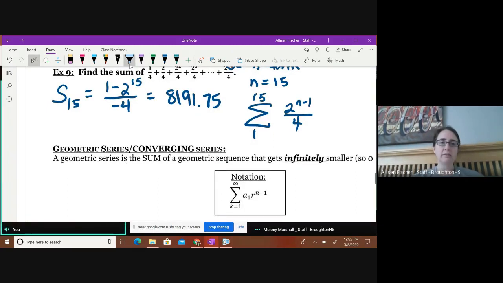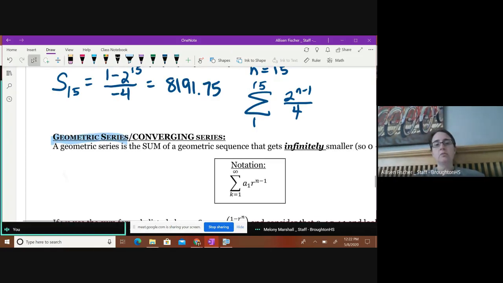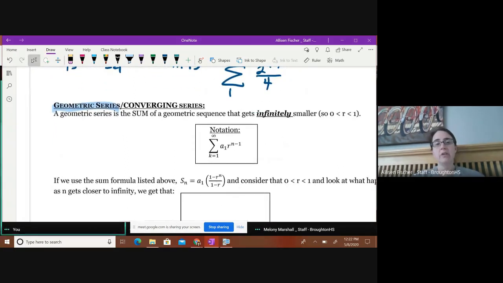All right, so let's talk about something that's called geometric series. So this geometric series, which is also known as a converging series, is where we have this strange concept of adding up a series that gets infinitely smaller. So that happens when your R value is a number that's between 0 and 1. So if your R value is like a third. So it's a bizarre concept. It's a geometric sequence that never ends. So if you look down to this notation, you would have a sum that goes to infinity. And the other part is that your R value has to be between 0 and 1.